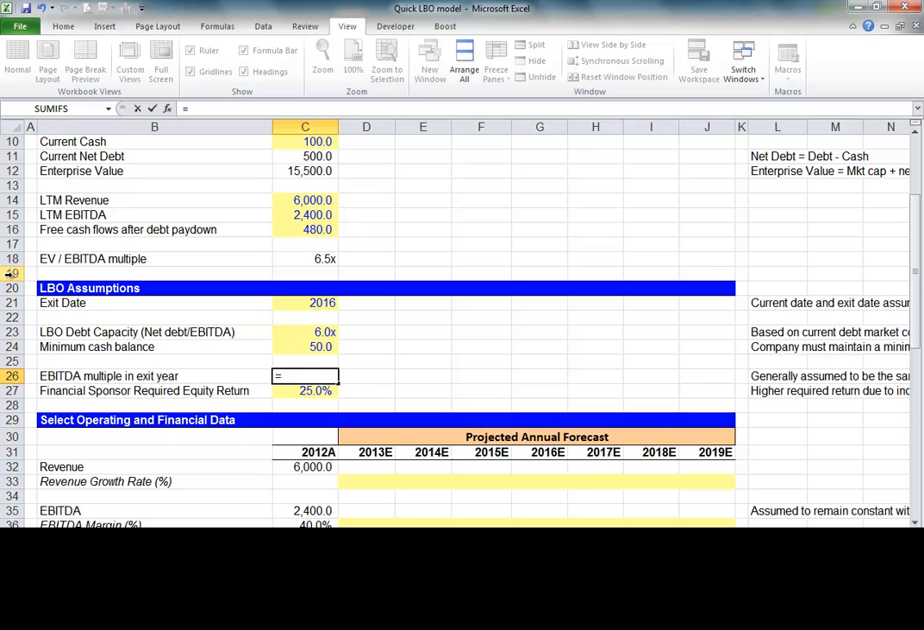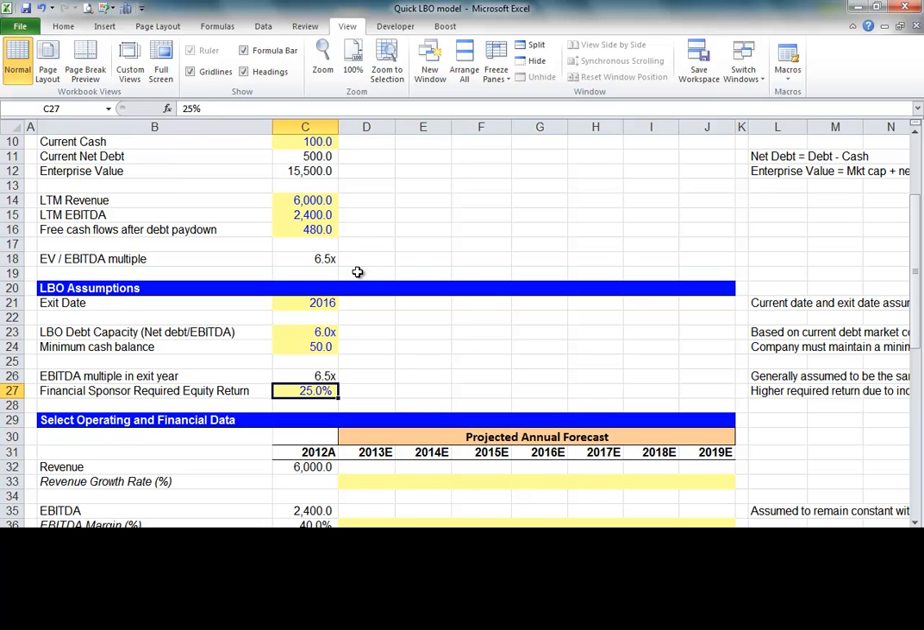We're going to exit in 2016, like I mentioned, and we're going to exit at the same multiple we are going to enter at. Okay, we can buy the company for 6.5 times EBITDA. We're going to sell it for 6.5 times EBITDA. Generally speaking, assuming expansion of multiples is a little aggressive of an assumption. So we'll sell it for 6.5 times EBITDA, the same that we can buy the company for.